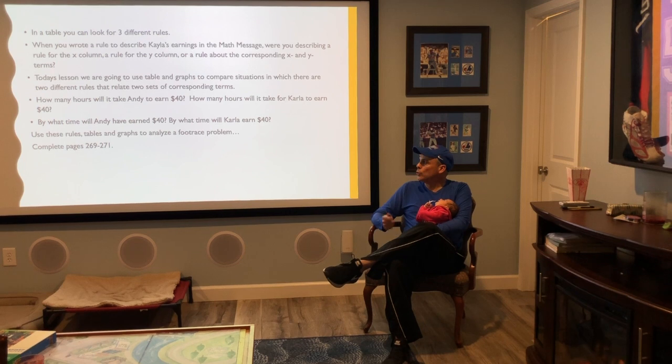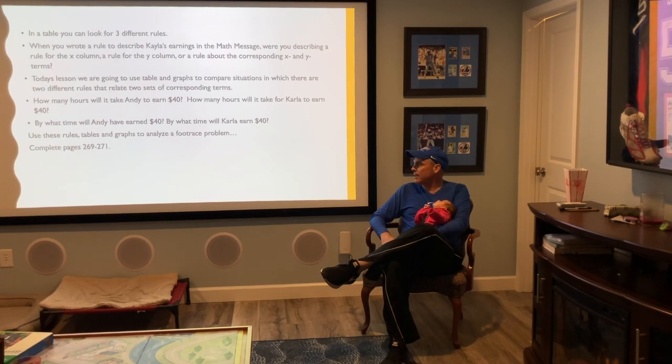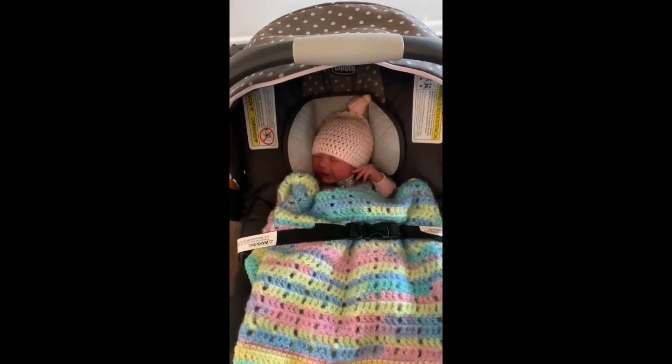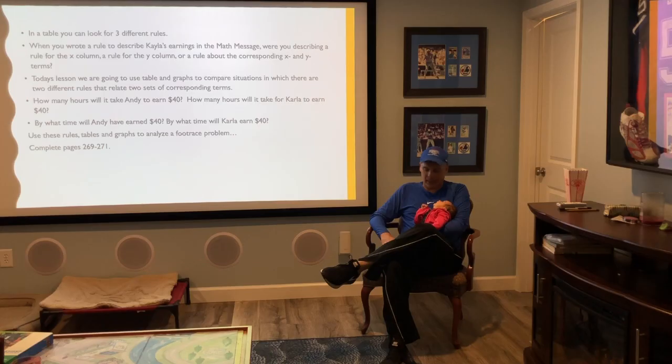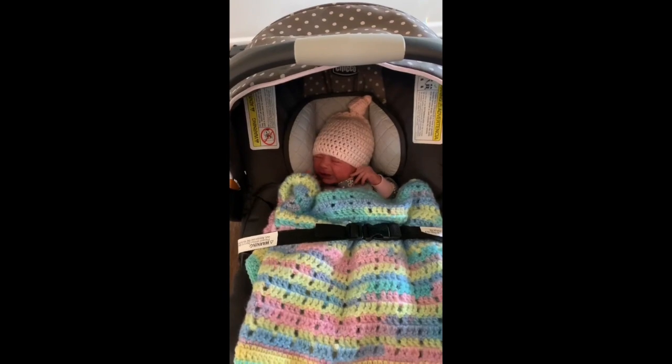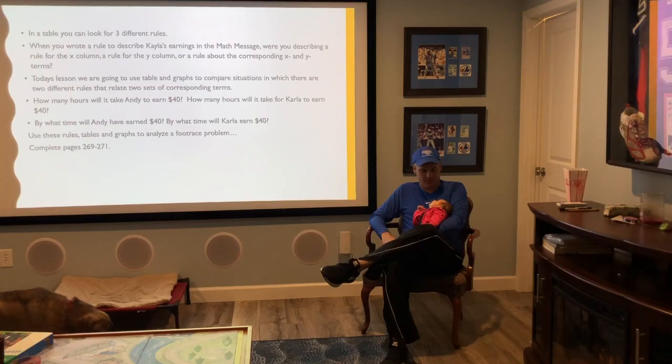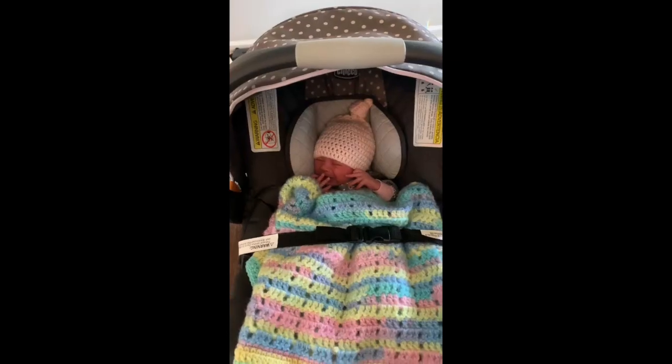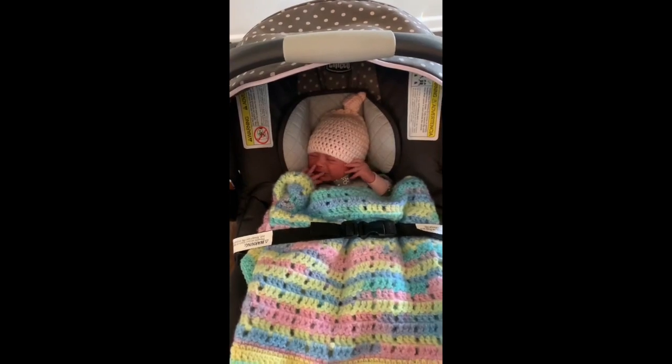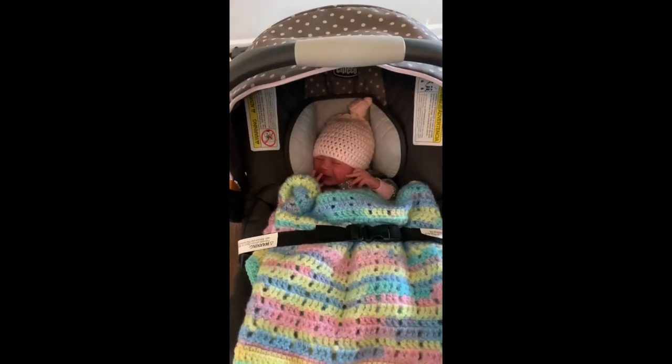You're going to use these rules, tables, and graphs to analyze this, and then you're going to also analyze the foot race problem on the next page. So today, for your homework for math, what I'd like for you to do is to complete pages 269, 270, and 271.